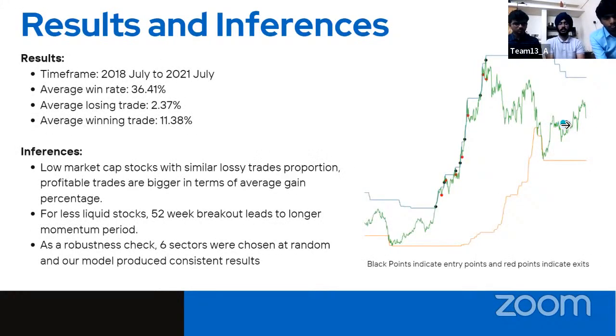Finally, coming to results, we backtested on 2018 to 2021, and we had an average win rate of 36%, which is under 50%, but you can see that the average winning trade percentage, the gain, is significantly higher than our average losing trade. We can basically infer that for less liquid stocks, the 52-week breakout leads to a longer momentum period, which makes sense. And we chose 6 sectors at random to make sure our model was robust. These sectors include FMCG, IT, and the like.